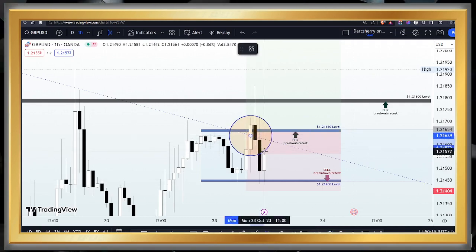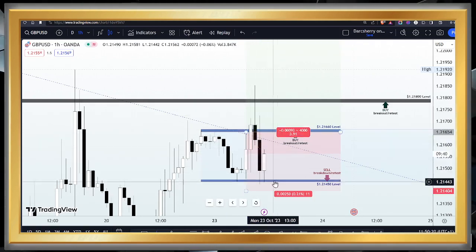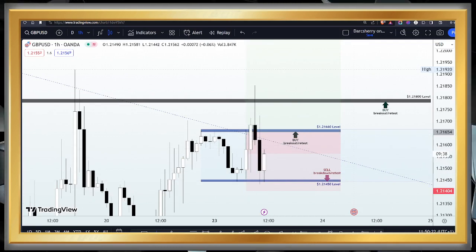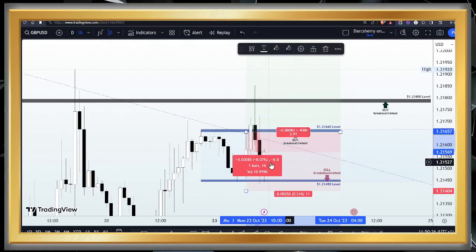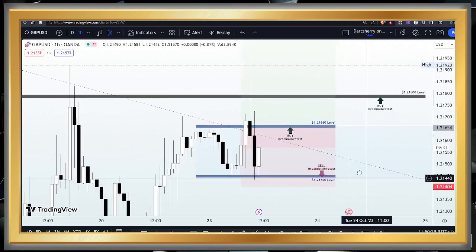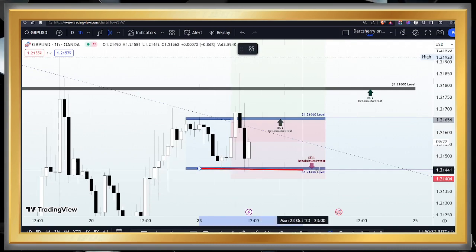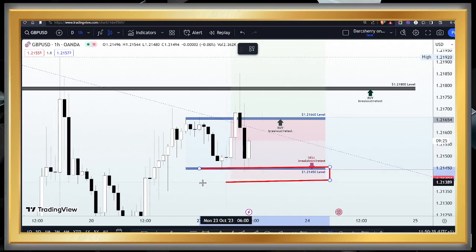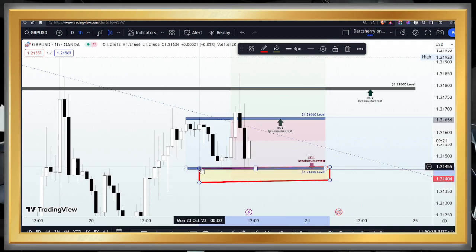So I already bought around this area, but unfortunately price just dropped back down into this area, giving me a loss. I'm currently running in a loss of about 8 pips at this point in time. So with a stop loss sitting somewhere below the 1.21450, amounting to about 25 to 30 pips, I'm hoping that price will still continue to the upside.